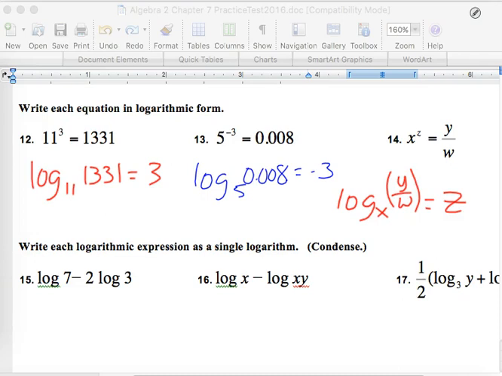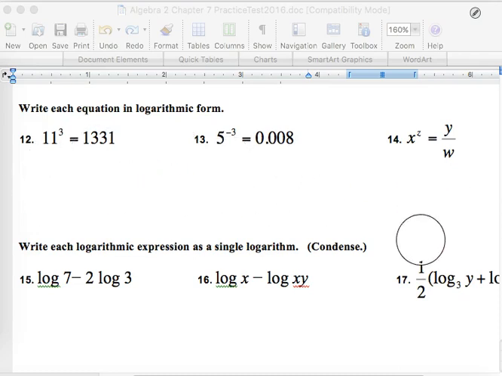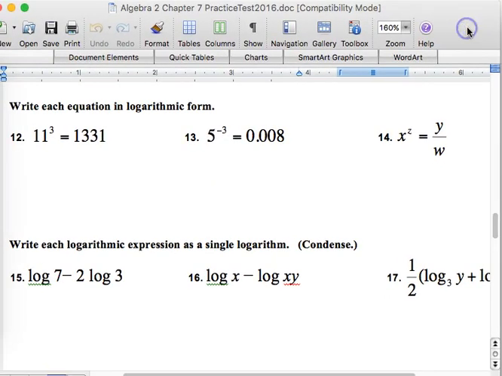Yeah, because remember, the fancy name for that is exponentiating. And so when they talk about this one, they're going to say, put it back in a logarithmic form, because the inverse of exponentiating is logarithmic form. All righty, condensing. We need to condense.